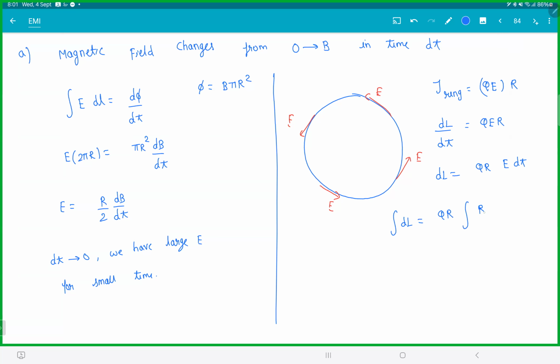So E dt is nothing but R by 2 dB. So change in angular momentum, initially it is at rest, finally it will be I omega. This will be Q R square by 2 integral dB. Now I don't know how the function is changing, but the change in magnetic field will go from 0 to B. I of the ring is mR square. So mR square omega is Q R square B by 2. R square goes off, omega will be QB by 2m.